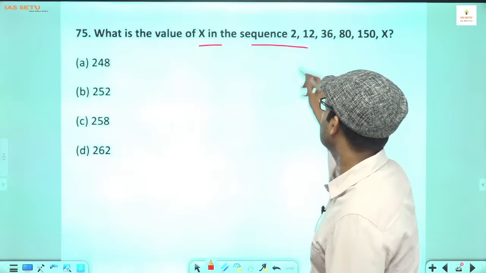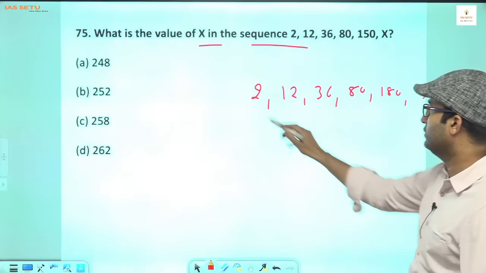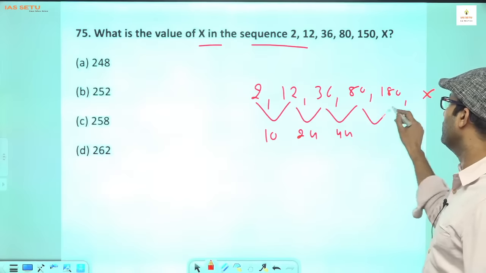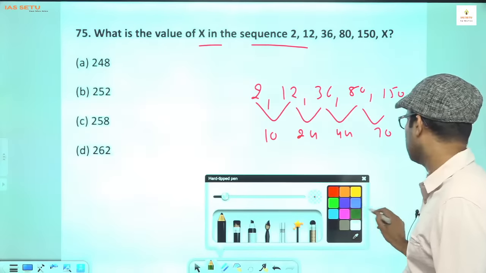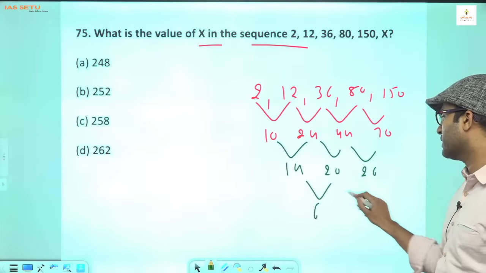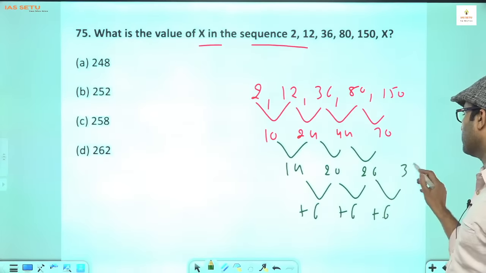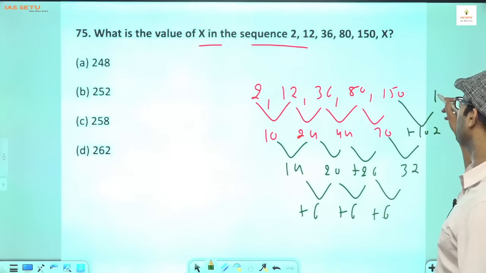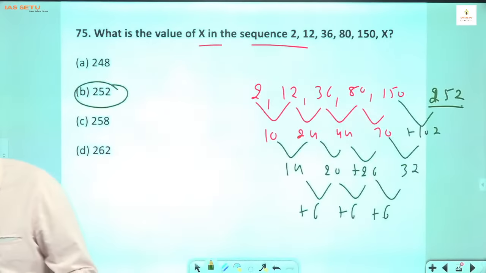What is the value of x in the sequence? 2, 12, 36, 80, 150, x. Here the difference is 10, here 24, here 44, here 70. You take the next level difference. This is 14, this is 20, this is 26, so it is 6, 6. So here also 6: 14 plus 6 is 20, 20 plus 6 is 26, this is 32. So 44 plus 26 is 70, 70 plus 32 is 102, 150 plus 102 is 252, the required answer. Yes, we have 252 in the given answer options. Perfect.